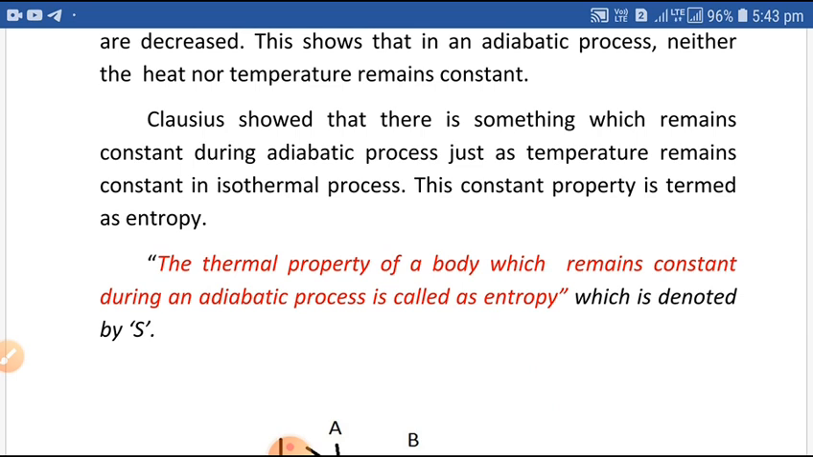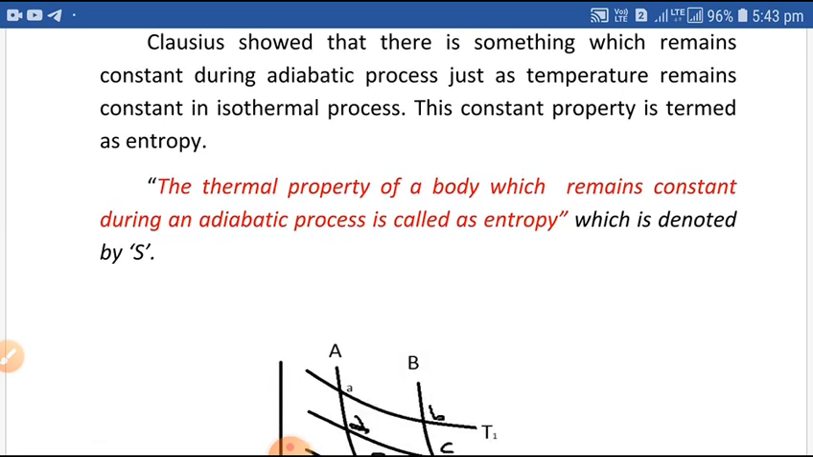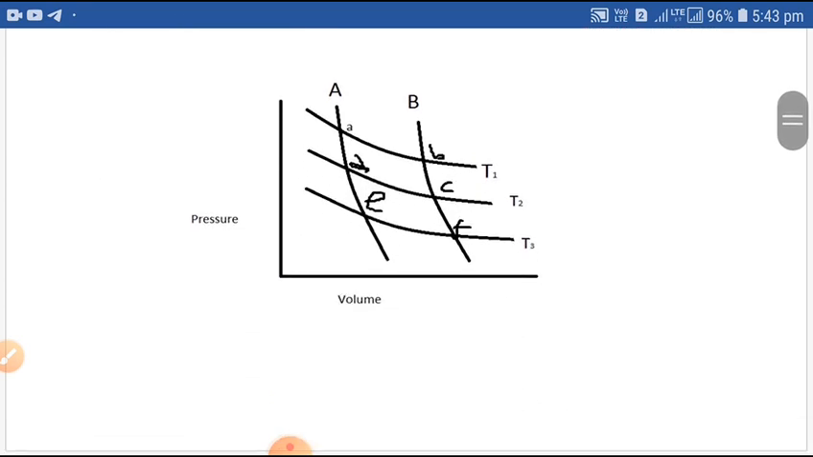Let us see what is entropy here. The thermal property of a body which remains constant during an adiabatic process is called entropy, which is denoted by S. See there, the thermal property of a body which remains constant during an adiabatic process is called entropy. Right.